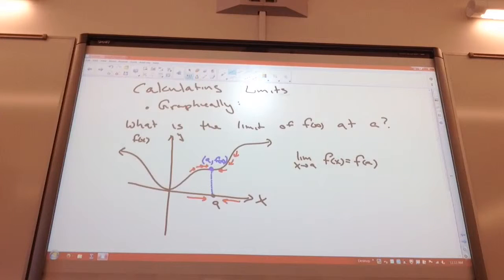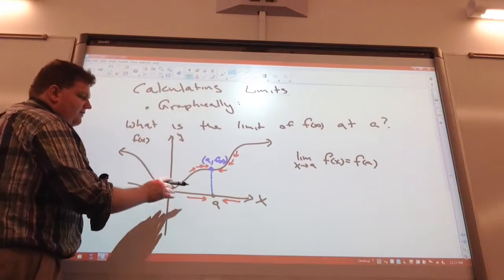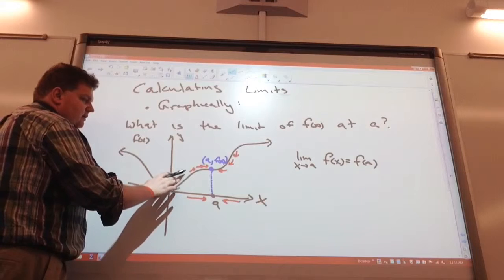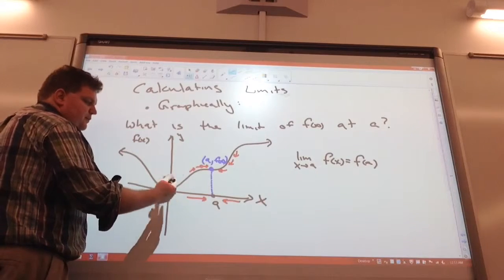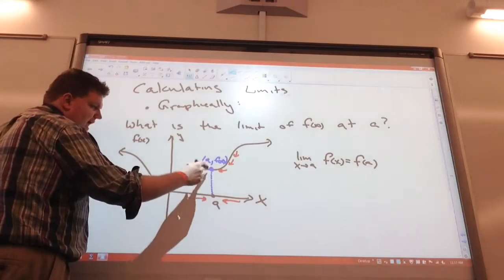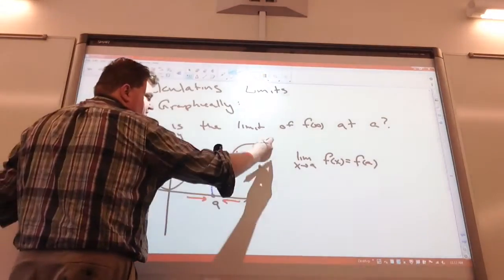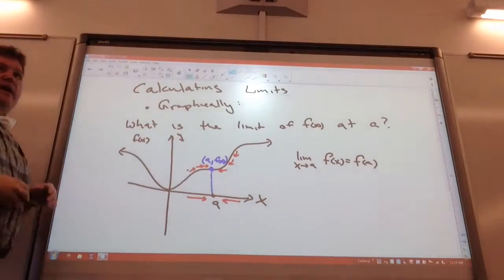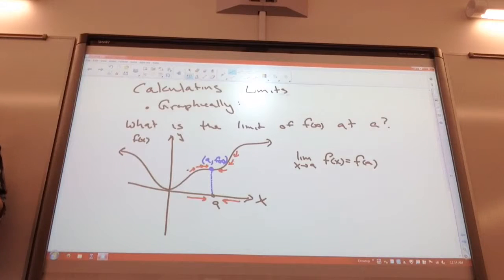Now, one thing I want to point out here that's very important to limits. Look at my arrows. I have some coming from beneath A, so coming from the left, approaching the point, approaching wherever A goes to, and I have stuff coming from the right, approaching whatever A goes to. Limits are very much directional based. When you're calculating a limit, the left side and the right side have to give you the same answer for the limit to exist.